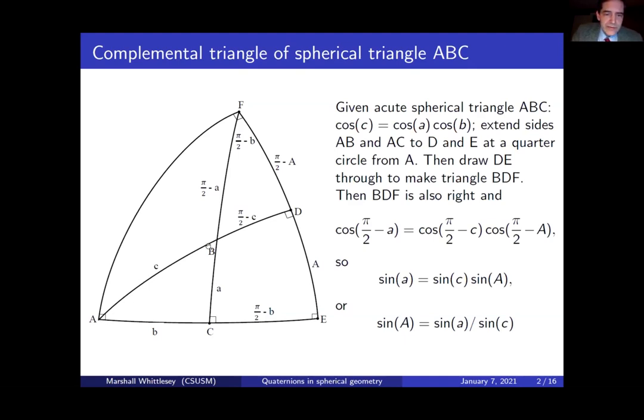All right, so start with this spherical right triangle ABC. What I'm going to do in this diagram is show how to generate more theorems about the relationships between sides and angles in a spherical right triangle. The way we do that is that we extend AC over to E and extend AB out to D.